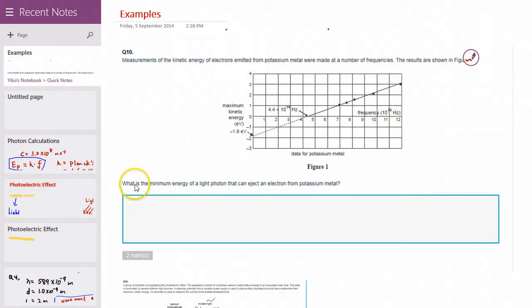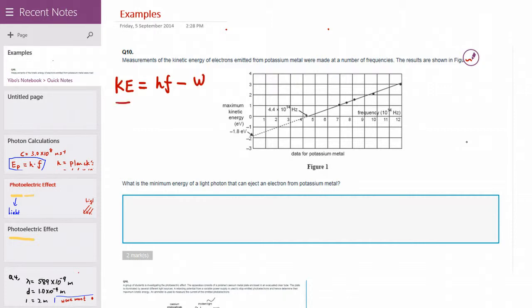Now, what we need to do is find the minimum energy, which is the work function, of a photon that can eject an electron from this metal. Remember our formulas. The maximum kinetic energy of an electron after escaping will be the energy of the photon, which is hf, take away the work function. Okay, let's use W.